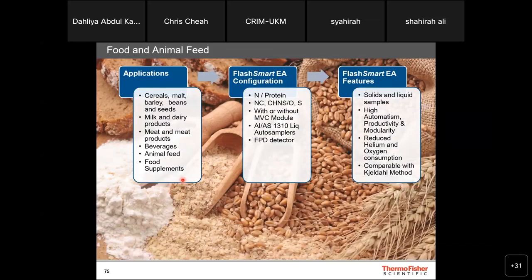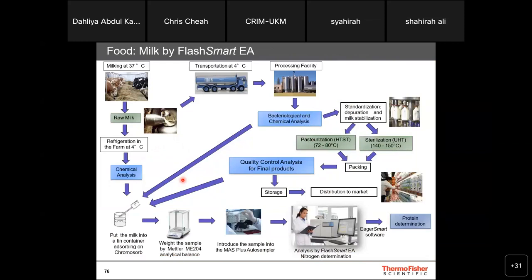Okay, last few slides. We will go through the food products. I think meal is quite interesting. This has to do with food and beverages. A lot of the time it is not only on milk products, but also food packaging and food transportation. We want to make sure that during this process the quality of the food doesn't change. So they have to monitor the nitrogen content in the product at factory level, as well as after packaging, when it is distributed to market.